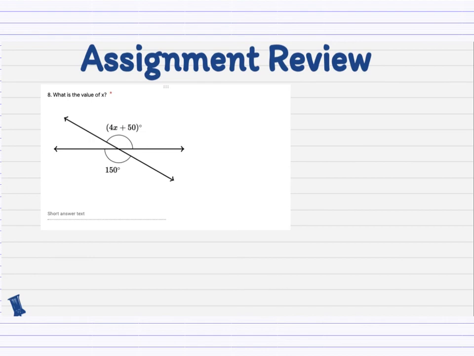All right, next we have vertical angles. We said that vertical angles are the same. So I'm going to say 4x plus 50 equals 150. And then it just asks what the value of x is, so we're going to solve this equation.